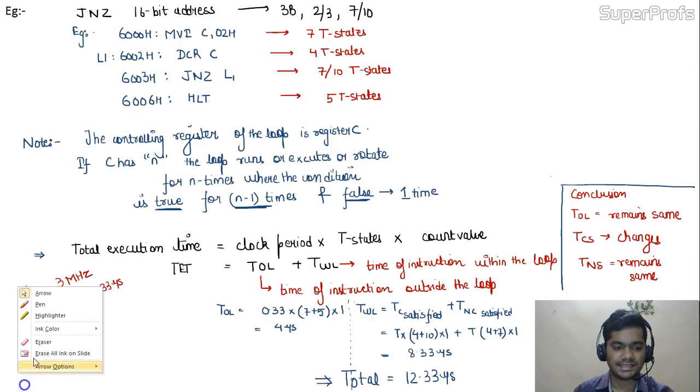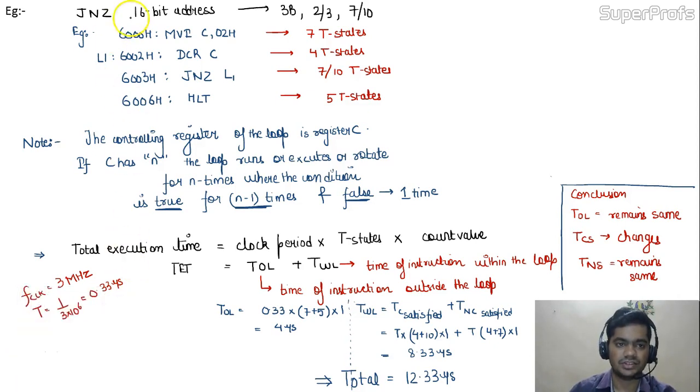Now let's see one example regarding the jump instruction. We are considering a jump instruction, jump if not zero to a 16-bit address. That is, we jump if the result is non-zero, to a 16-bit address. This instruction occupies 3 bytes of memory, 2 machine cycles if the condition is false, and 3 machine cycles if the condition is true.